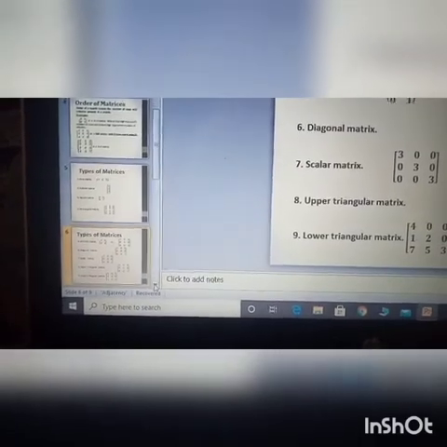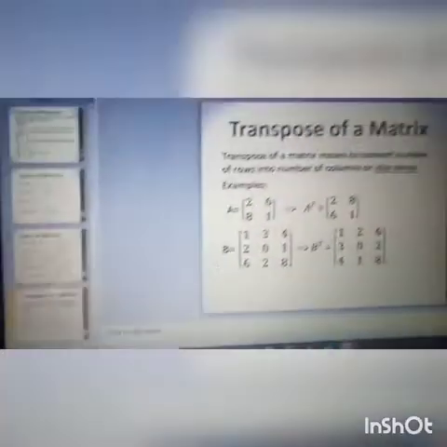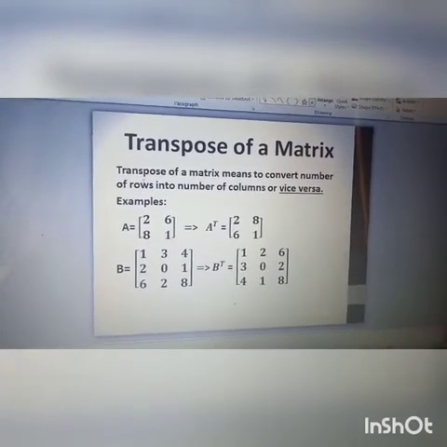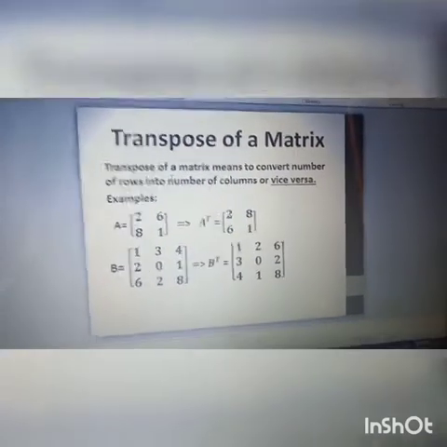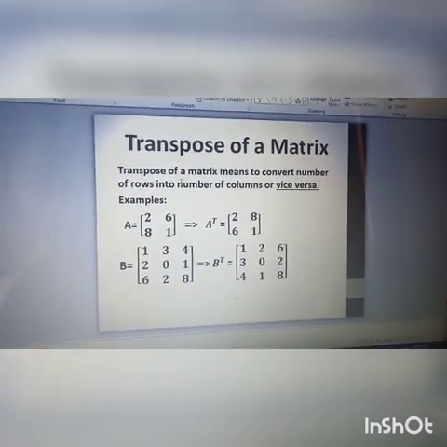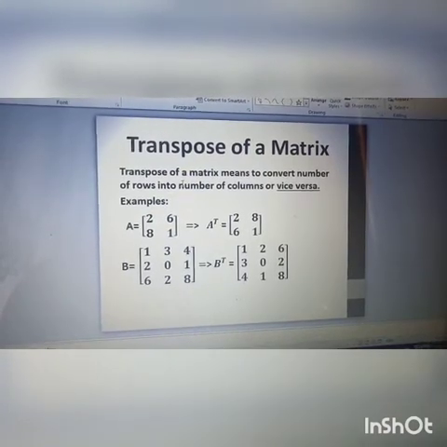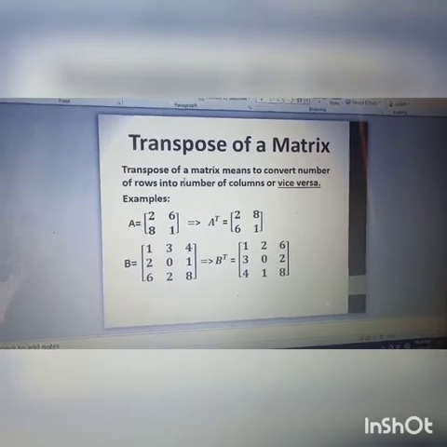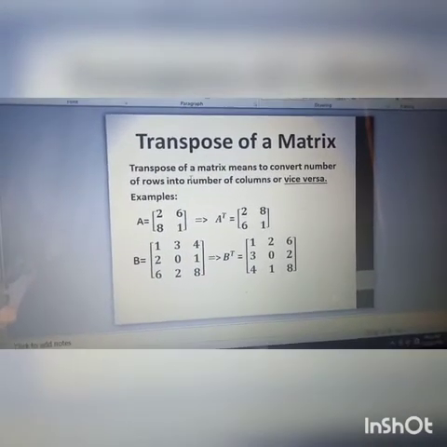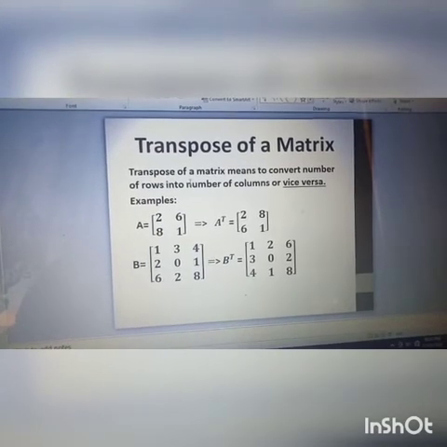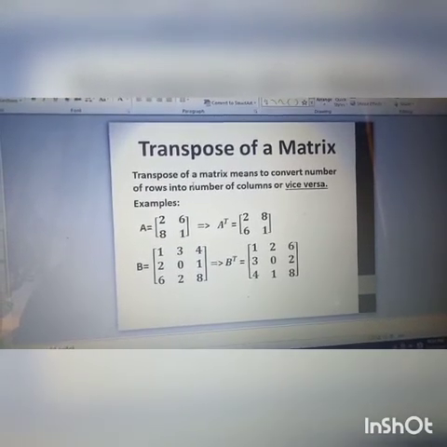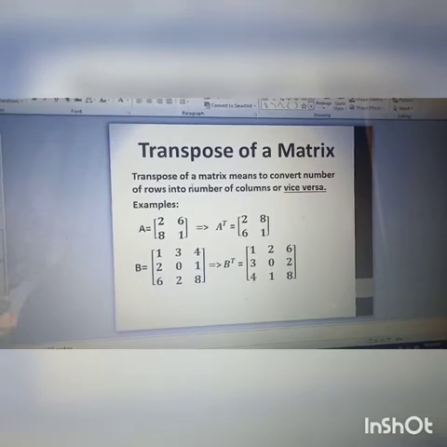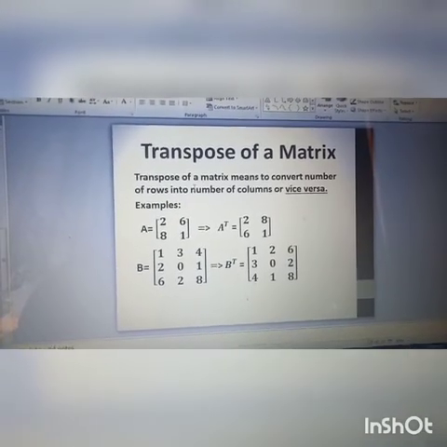Let's move forward. What's next? Transpose of a matrix. Yes, very simple, very basic functions of matrices. The next thing is, what is the meaning of transpose of a matrix? Transpose of a matrix means to convert the number of rows into the number of columns, or vice versa. Vice versa, I hope you people understand it. Vice versa means like the converse of it. Whatever is being said, the opposite of it. Like converting rows into columns or converting columns into rows. Both are correct.